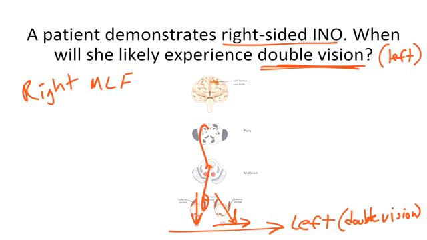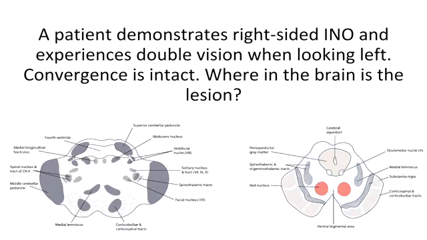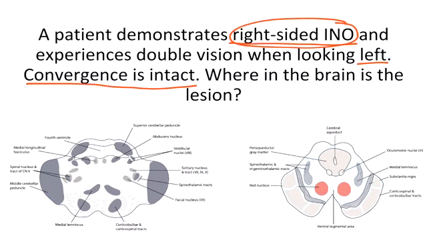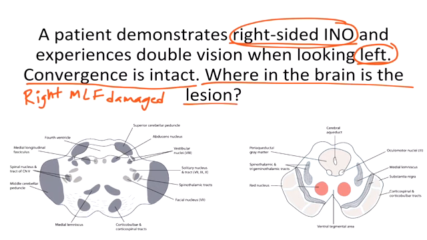So now let's extend the question. A patient demonstrates right-sided INO and experiences double vision when looking left. Convergence is intact. Now where in the brain is the lesion? We have determined that the patient has right-sided INO, so we are thinking of the right medial longitudinal fasciculus and that it is damaged. She gets double vision when she's looking to the opposite side, the left side. So in this scenario, what we want to do now is identify where in the brain the lesion is.